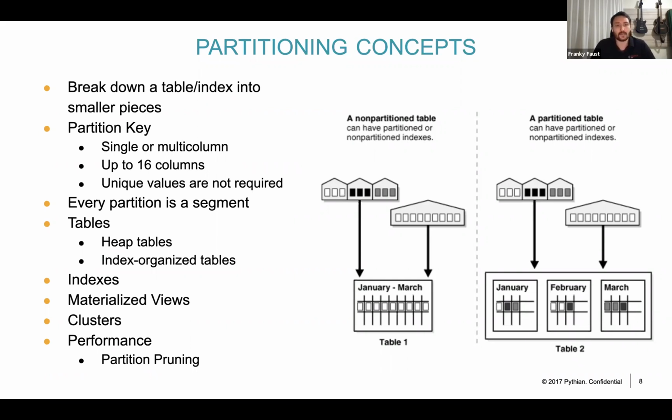So partitioning this table will make your life much easier, and probably will make your queries faster. Probably. It doesn't mean that it will be faster. Sometimes it's not. So as I mentioned, every partition is a new segment that is created. Tables that can be partitioned are heap tables and index organized tables. Indexes can also be partitioned, and we have two types of partitioned indexes. They are local and global indexes. Materialized views can be partitioned, also clusters.